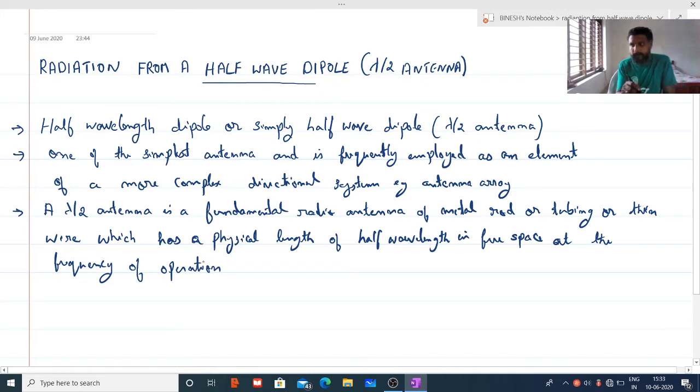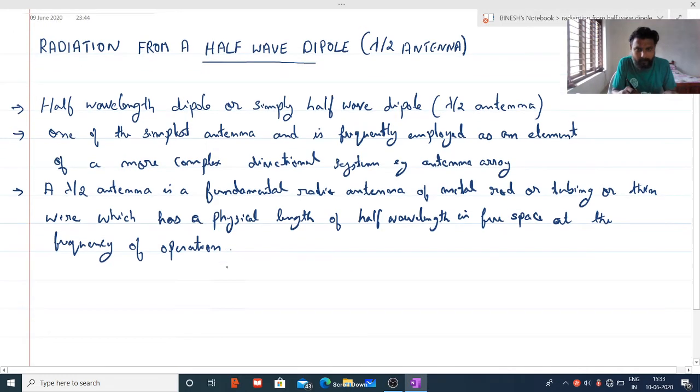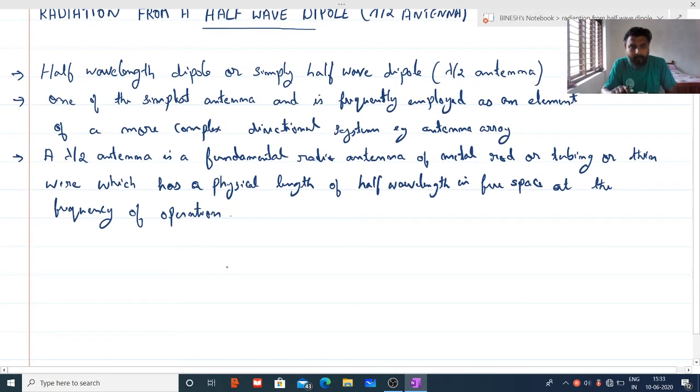Okay, that is nothing but the half-wave dipole. That is the general half-wave dipole antenna what we have seen. A lambda by 2 dipole antenna is a fundamental radio antenna. That is an example of a metal rod that you have normally seen for the radio, or tubing or a thin wire, whose physical length is half the wavelength in free space at the frequency of operation.